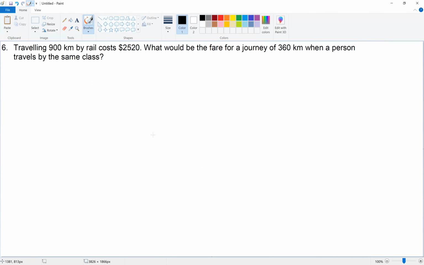Traveling 900 kilometers by rail cost $2,520. What would be the fare for a journey of 360 kilometers when a person travels by the same class? Did you do it or no? I didn't do this one, but I can try. Okay, first, what is the question? What would be the fare for a journey of... so is that the kilometer or the cost?